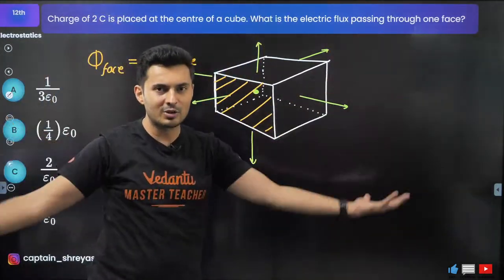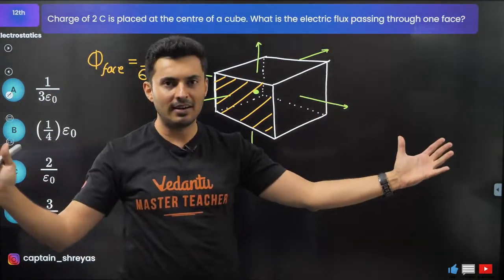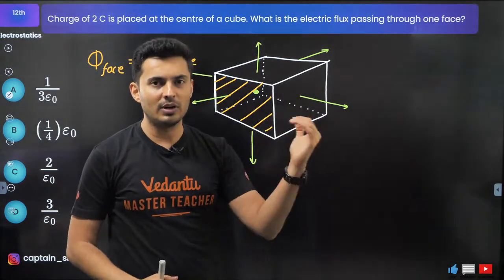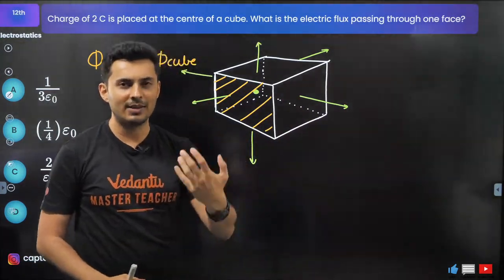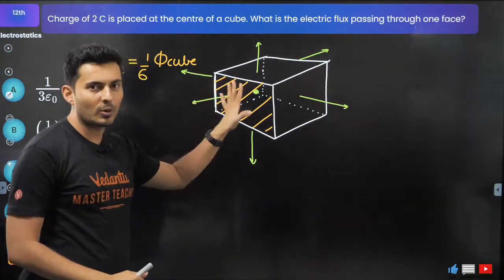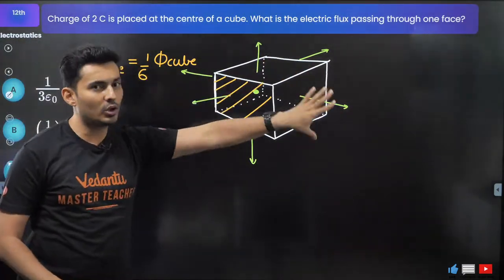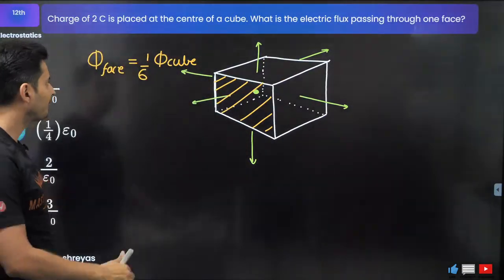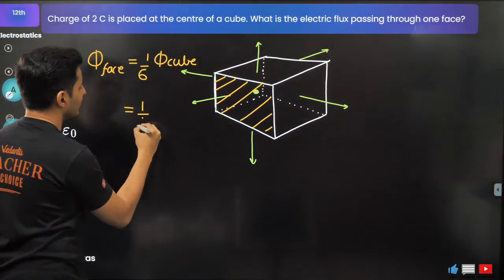Whatever flux will pass through the cube is going to go symmetrically. Whatever goes up will go down, will go left, will go right, will go front, will go back. So whatever flux will go through any one face will be 1/6 of the total flux, because there are 6 faces. So what is the flux through the cube?